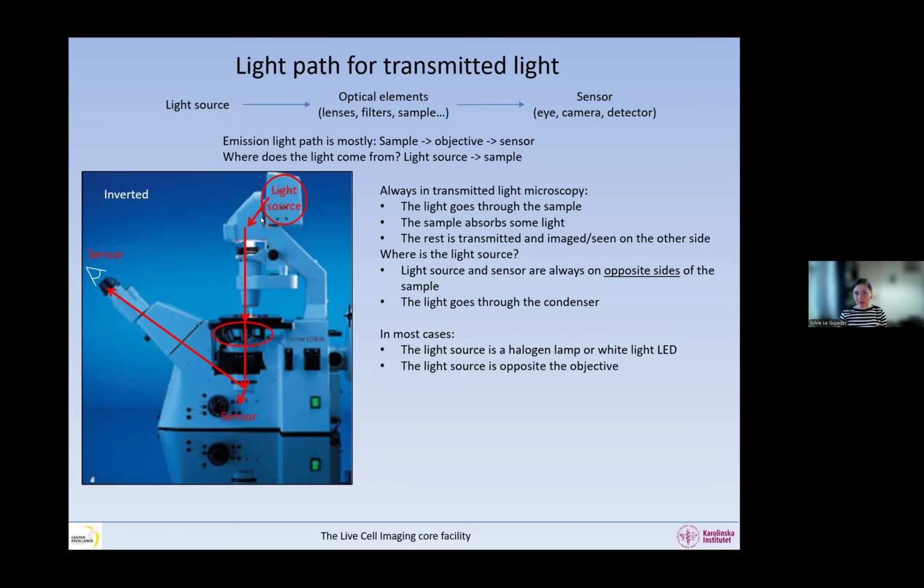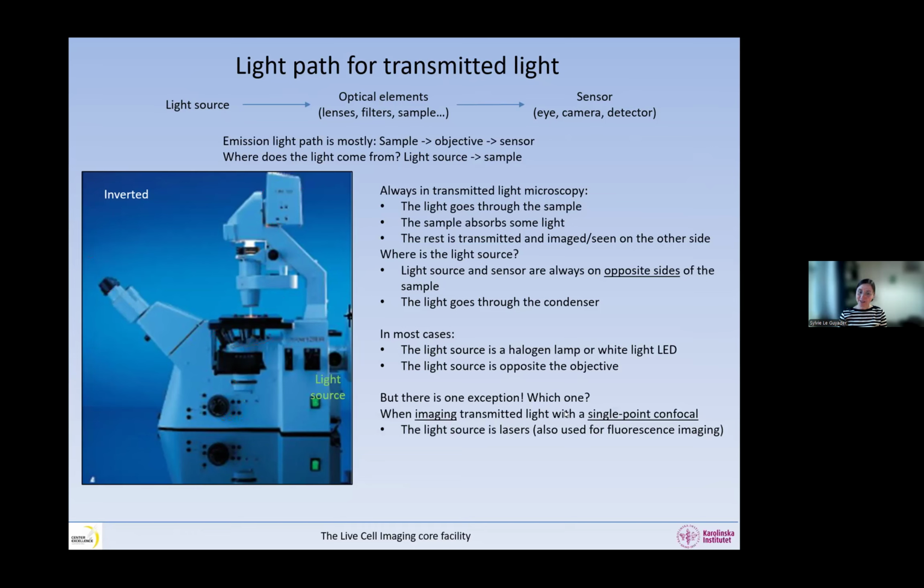And the light source is always opposite the objective, so you know where to look when you look at your microscope. There's only one exception to this. It's when we acquire images of transmitted light with a single point confocal. In that case it's a little bit different, because the light source is the lasers. We use the same light source for fluorescence and for transmitted light on single point confocals. And so in that case, it comes from below.